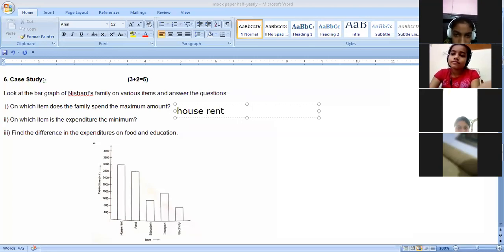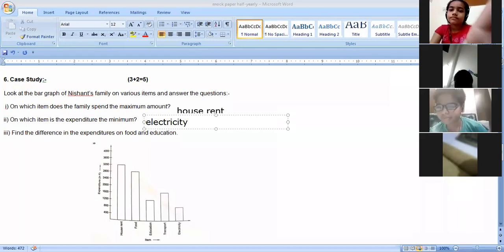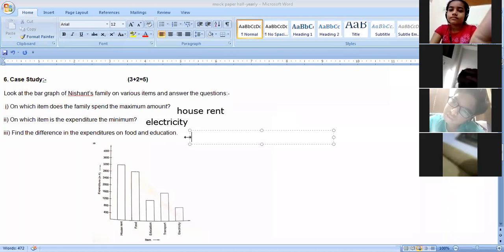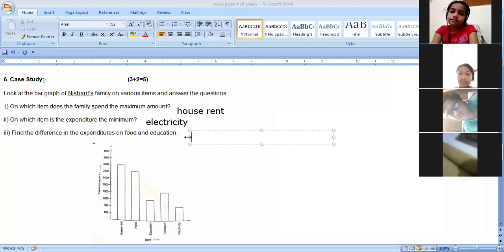House rent. On which expenditure is the minimum? On which item is the expenditure minimum? Yes, electricity. Find the difference in the expenditures of food and education. Expenditure on food and expenditure on education. You have to find out the difference here.